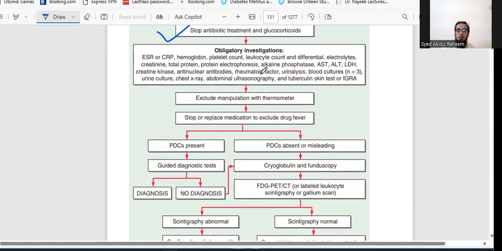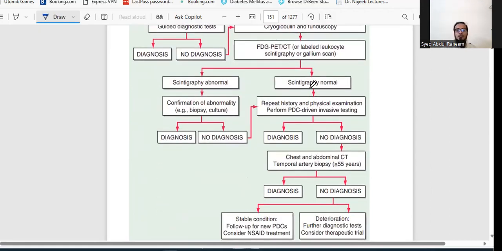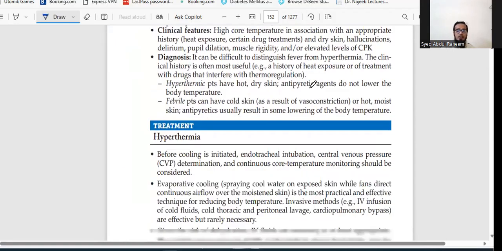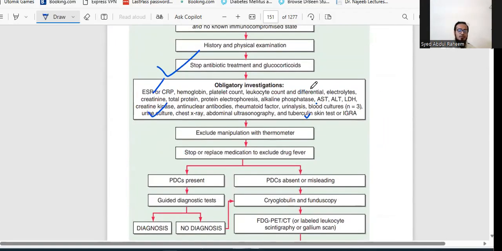We have to go through the ESR, hemoglobin, leukocyte count, electrolytes, creatinine, protein electrophoresis, alkaline phosphatase. X-ray is also needed, abdominal ultrasonography, tuberculosis skin test, urine culture, and blood culture. According to that, we have to treat. So this is the chart. You can go through that.